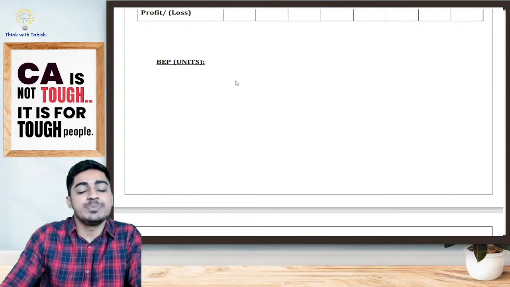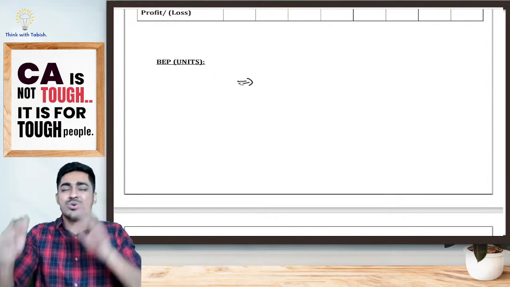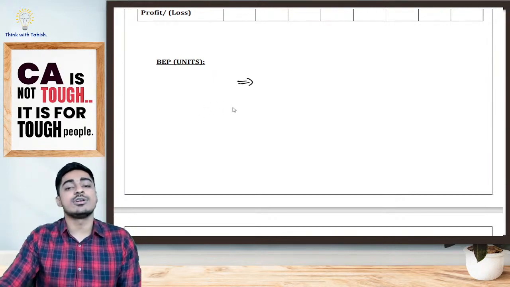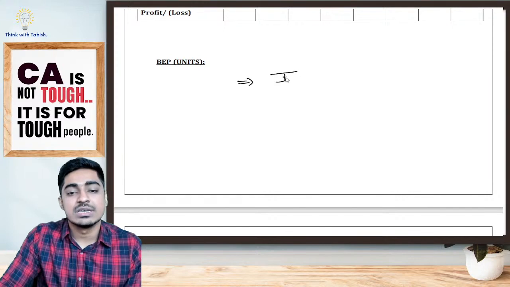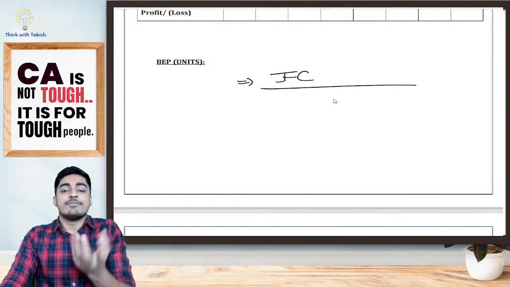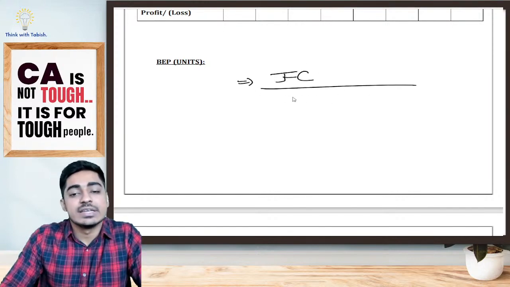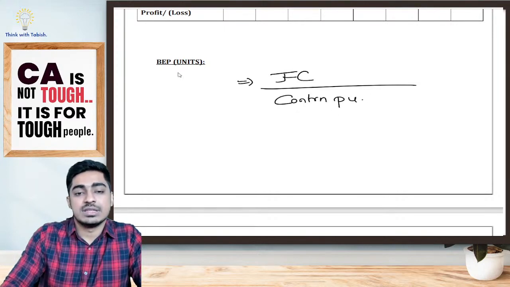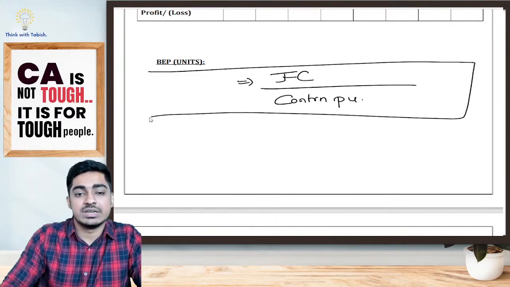So how do we get BEP in terms of units? We tell total how much we want to absorb. To pay my rent, I want 10,000. It is fixed cost. On every sale of a shirt, how much do I get? It is contribution per unit. This is break-even point in terms of units.